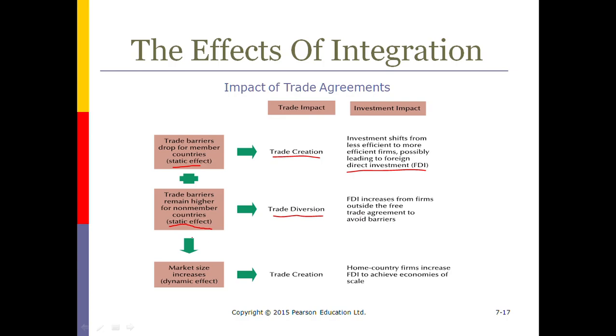Suppose the effect was an increase in the market size. So we call this a dynamic effect. Basically, it leads to trade creation because your market size is expanded. So that means your home country firm increases the FDI and achieves the economies of scale. So basically, it's very important to note what would be the impact of the integration within a particular region.